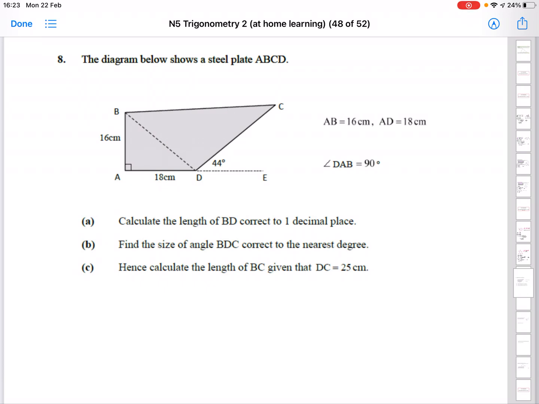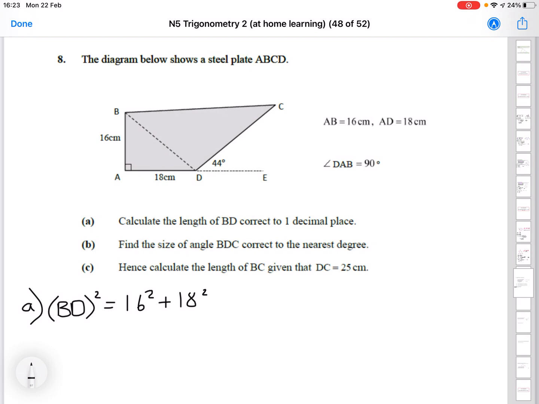We've got AB 16 centimetres, A to D is 18 centimetres, and we've got the little right angle at DAB, so that's just marked on there. We also have this 44 degrees on the outside as an exterior angle. So the first part of the question is asking us to find the length of BD to 1 decimal place. So BD is the long side of a little right angle triangle. So really that's Pythagoras we're using here. So BD squared will be equal to 16 squared plus 18 squared.